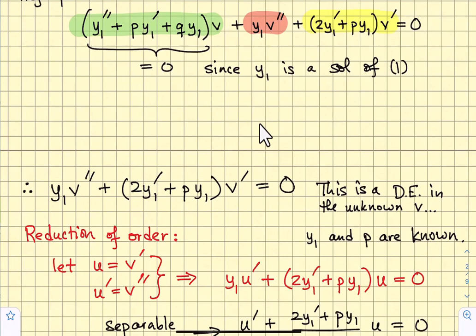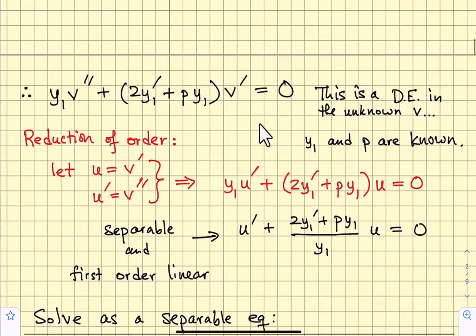And notice it translates this equation in black here, which is a second order equation in the unknown v. It translates this into the red equation, which is a first order equation in the unknown u. Still a differential equation, it's not an algebraic equation, but at least we've reduced the order of the equation, and this is why we call this technique the reduction of order technique.